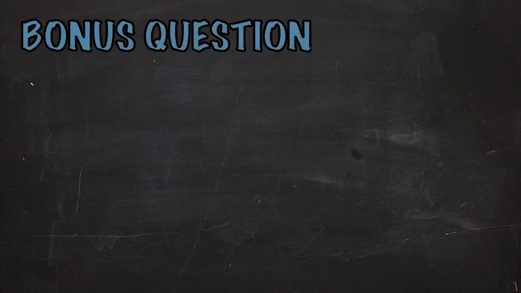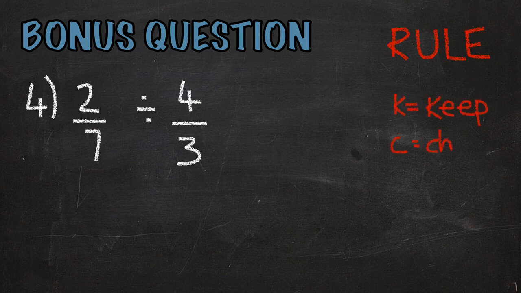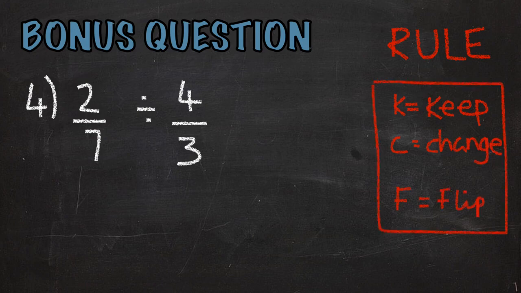So this last question is a bonus question, and for everyone that has gotten to the end of this video, I challenge all of you to answer this question and to write your answer in the comments below. So 2/7 divided by 4/3, I have given you the rule which is on the side, and I want you to leave your answers.